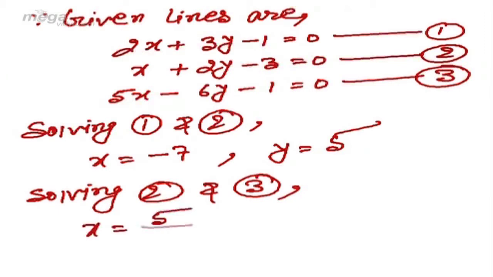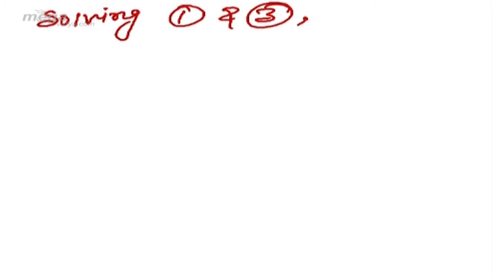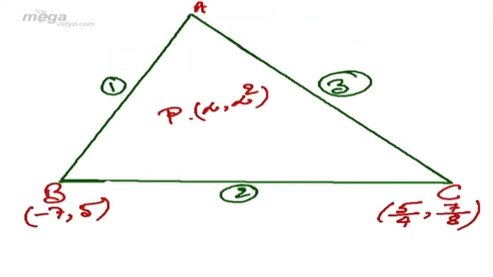X is equal to 5 by 4 and y is equal to 7 by 8. From the figure, this is the coordinate of C, 5 by 4 comma 7 by 8. Now we will solve the equation number 1 and 3. Solving 1 and 3, we get here the value of x as x is equal to 1 by 3 and y is equal to 1 upon 9. So from the figure, the coordinate of A is 1 upon 3 comma 1 upon 9.